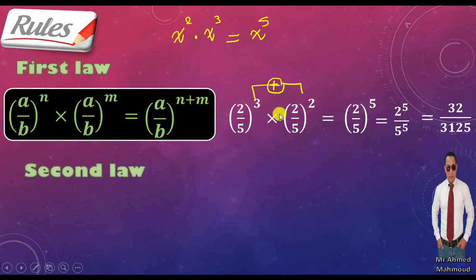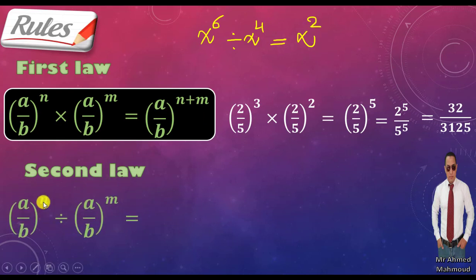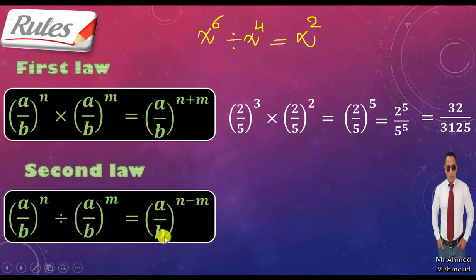Now the second law. What happens if I divide x power 6 by x power of 4, for example? We studied before that we write down x and subtract the powers. 6 minus 4 equals 2. This is the second law. If we have (a over b) power of n divided by (a over b) power of m, we have here the same base, a over b. So I'm going to subtract the powers: (a over b) all to the power n minus m. This is the second law.